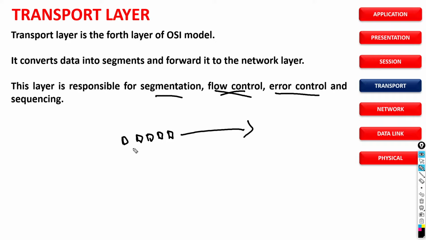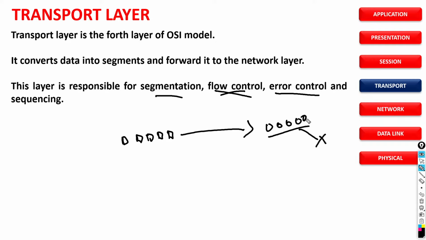For example, there are 5 small segments, 4 segments have been received, but 1 segment is not yet received. Then can you access the data? You cannot access it, right? Because all the segments are not there. So the transport layer also does the error control. If it has received the 4 segments, it will make sure that the 1 segment that is missing also gets delivered to the destination.